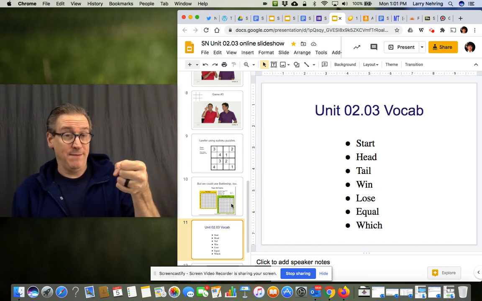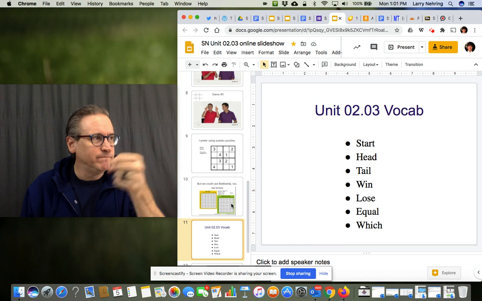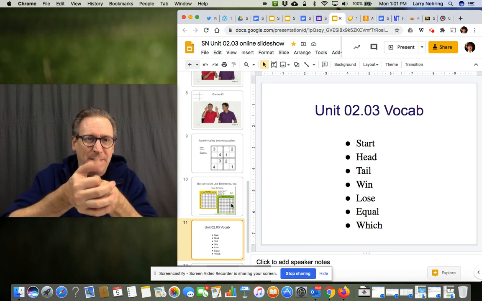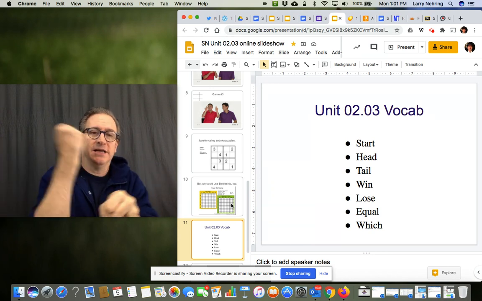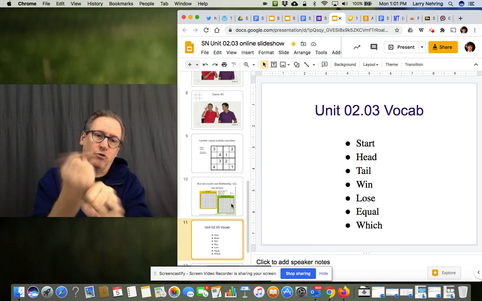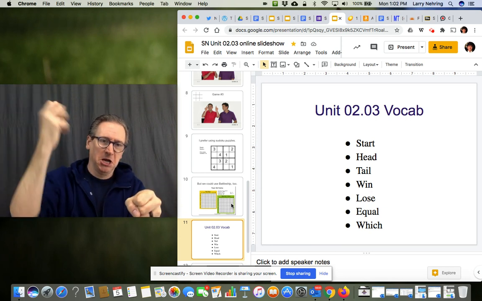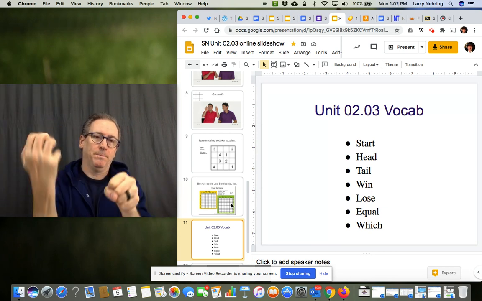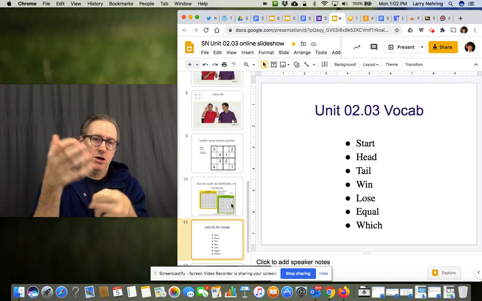Win. Remember, pick up a dandelion and pop the head off, right? So you're doing that same thing, win. So grab the flower, I have the dandelion. Win.